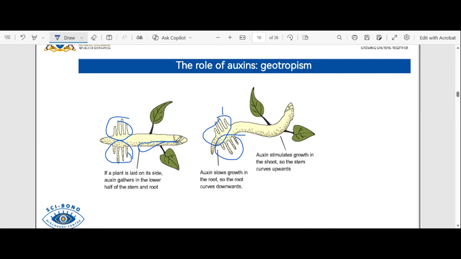But remember, when it comes to the stem, auxins stimulate growth, right? They don't inhibit growth. I hope that makes sense. They stimulate growth, they don't inhibit growth. So it means that the lighter side or the upper side will grow faster than the lower side, causing the plant to bend away or to point away from the ground, or to point away from gravity, right?